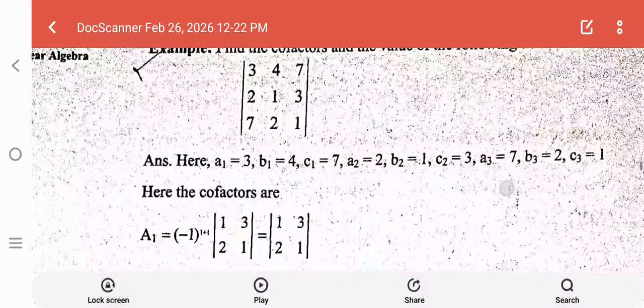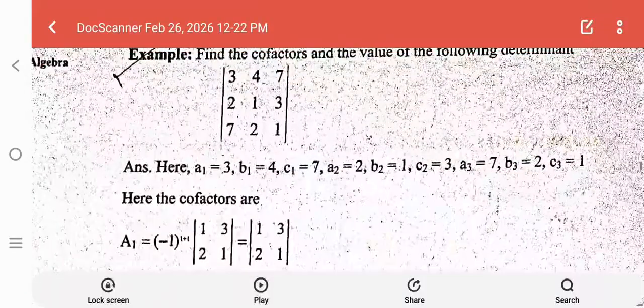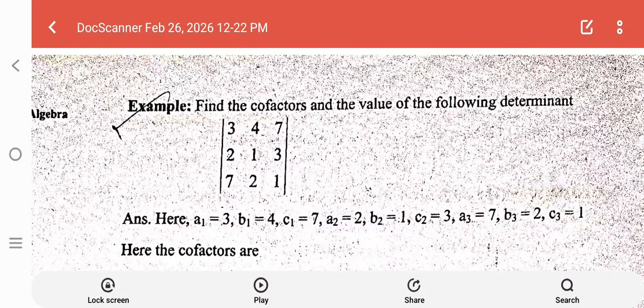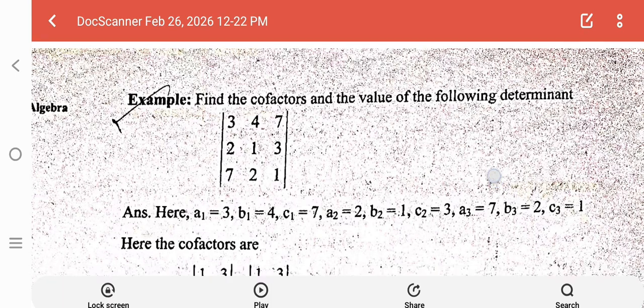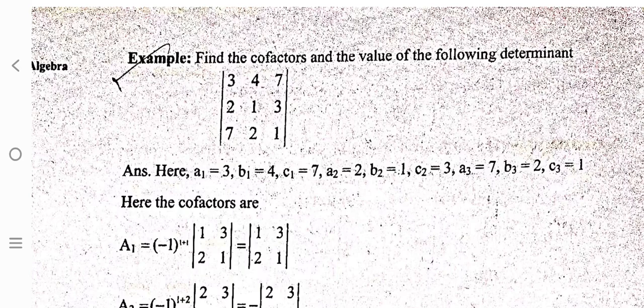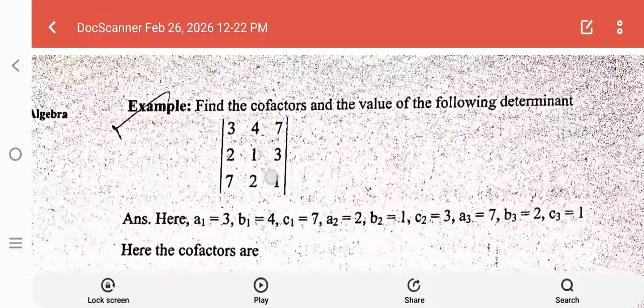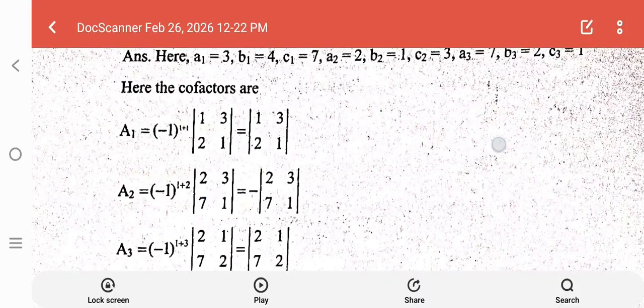For the second element 4, it is in the first row and the second column, right? Removing the first row and the second column, we have a second order determinant which contains the elements 2, 3 and 7, 1. So minus 1 to the power 1 plus 2 times the minor of 4 gives us a negative value. Minus 1 to the power 1 plus 2 means minus 1 cubed, which gives us a negative value.